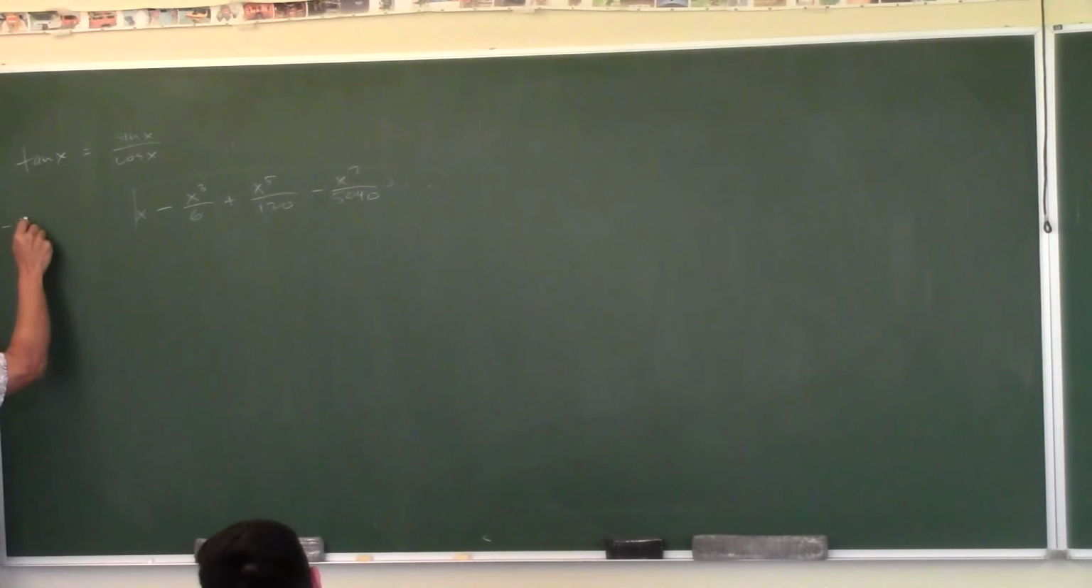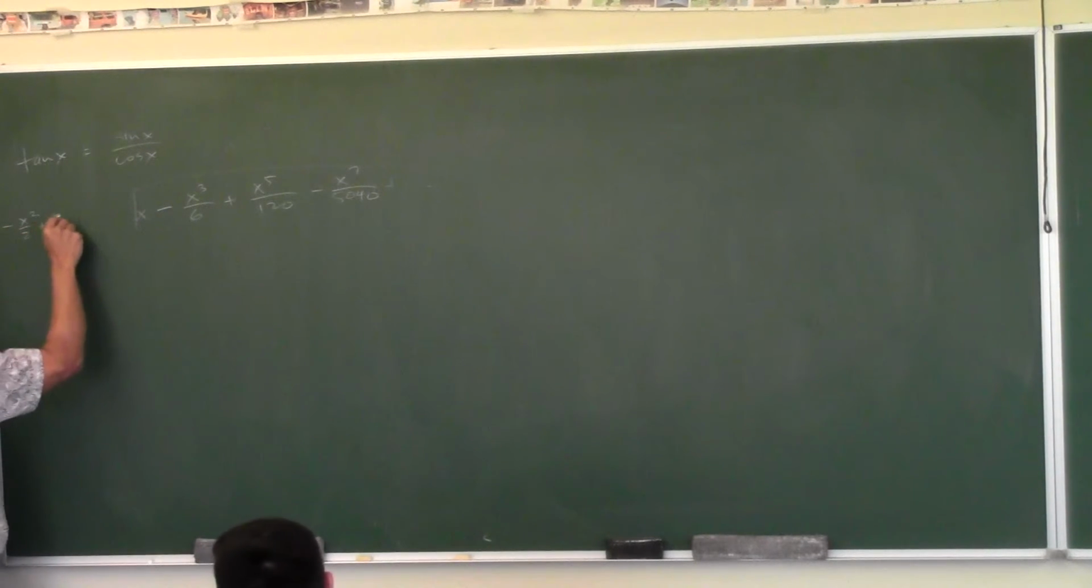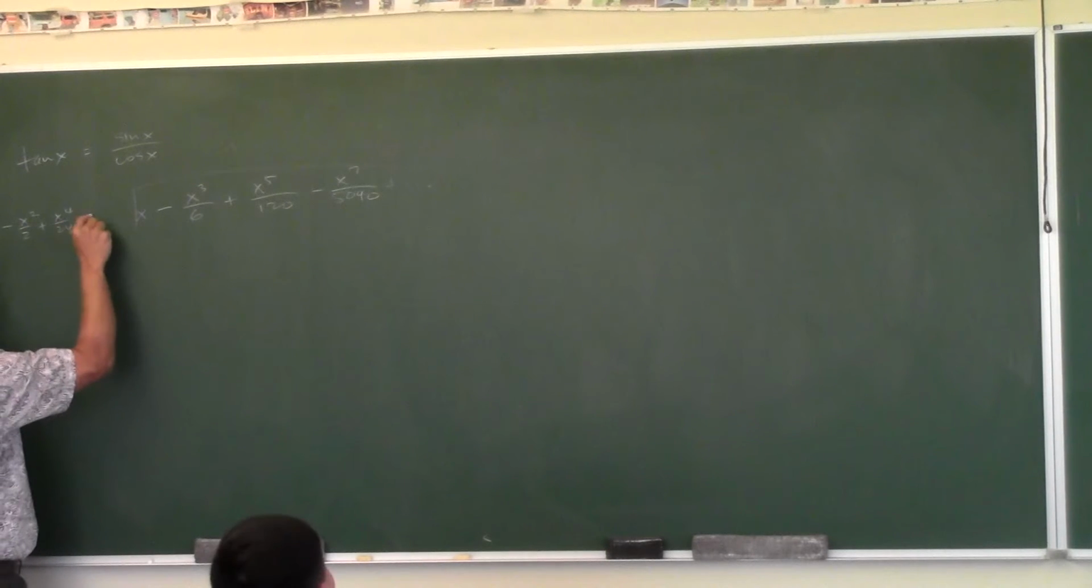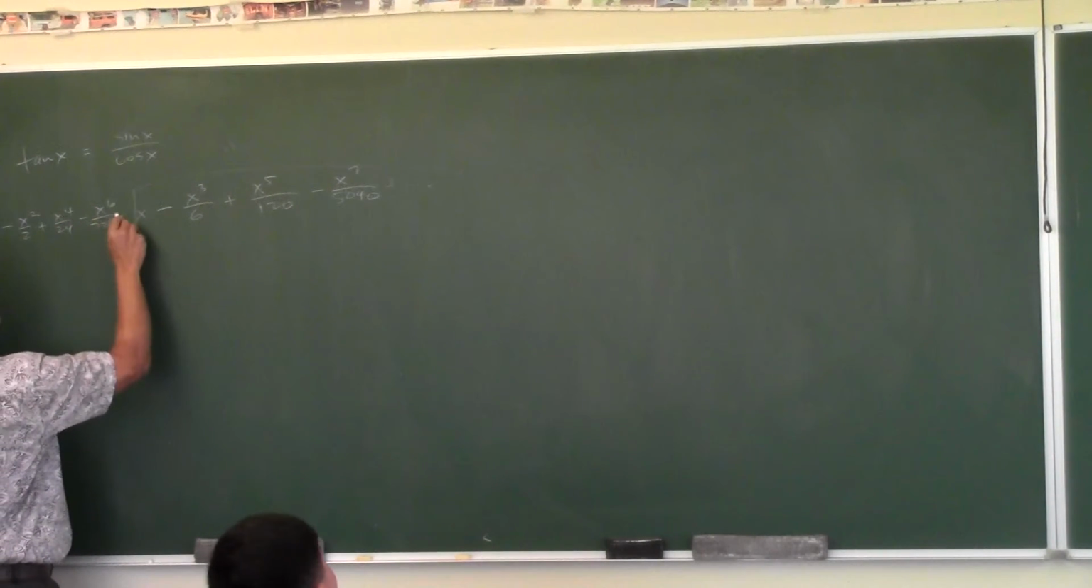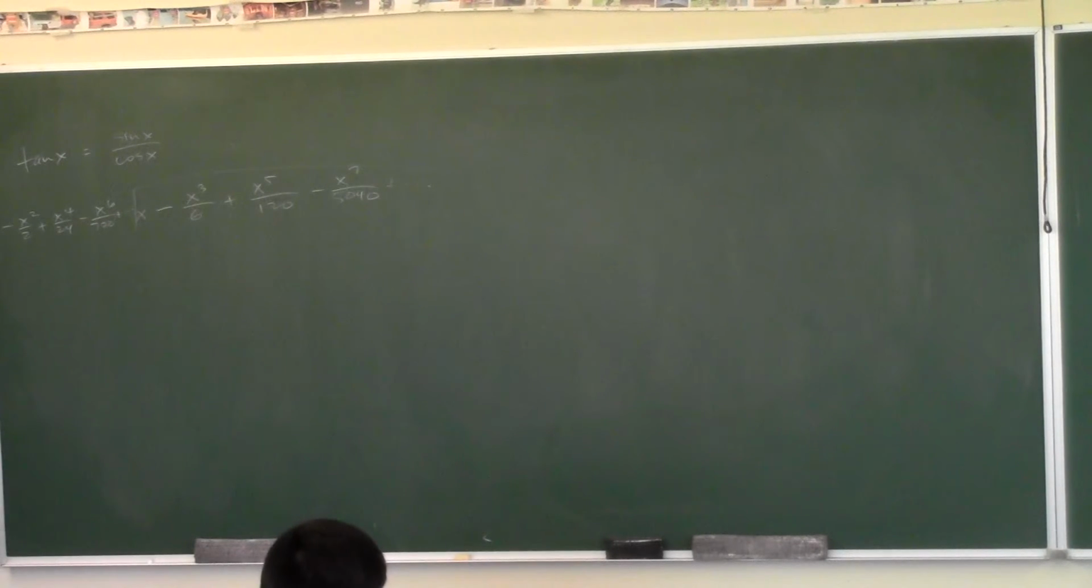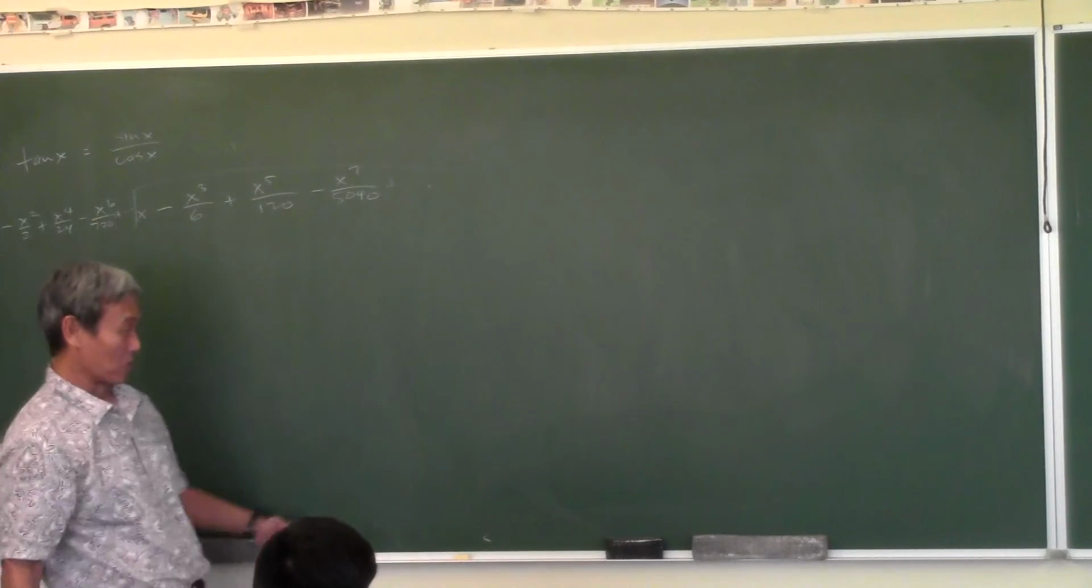Cosine is 1 minus x squared over 2 factorial plus x to the 4 over 4 factorial minus x to the 6 over 6 factorial plus dot dot dot. You remember doing this last year? This was a PCH problem, or did you just copy it off the board and say, I did my homework, I'm done?